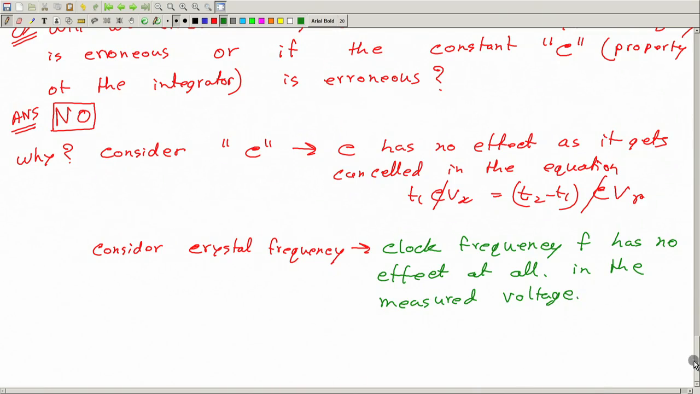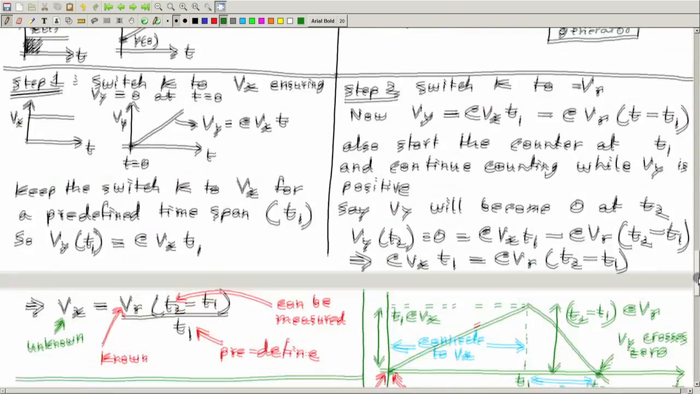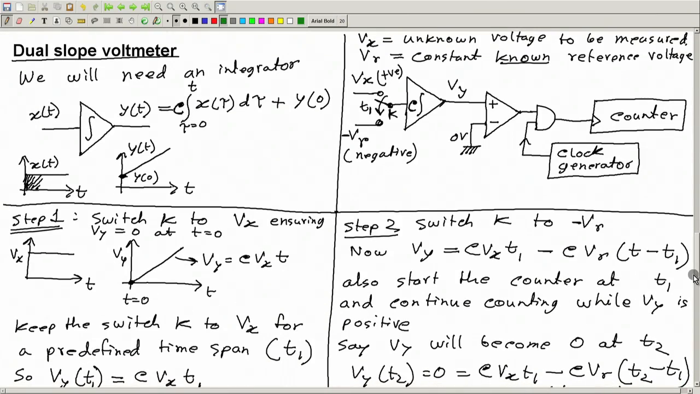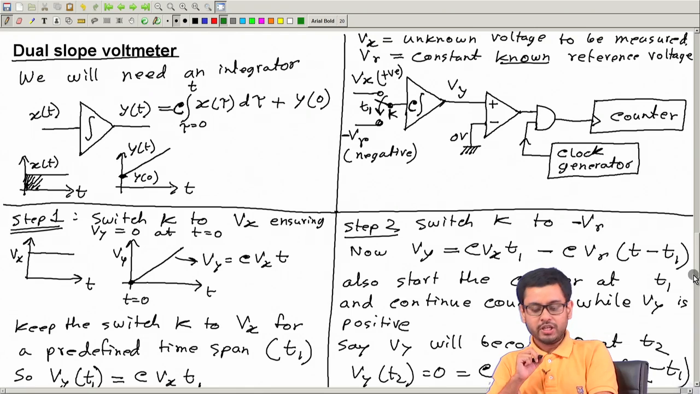So, I request that you think about this scheme a bit. We will come back and talk about it more. We will take numerical examples so that the idea becomes more and more clear. Thank you.